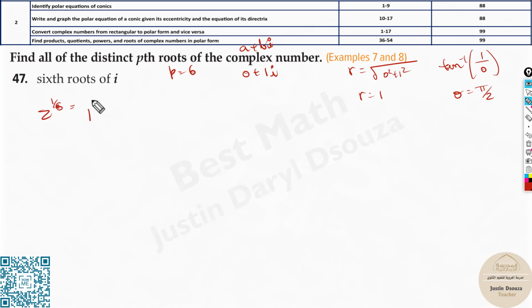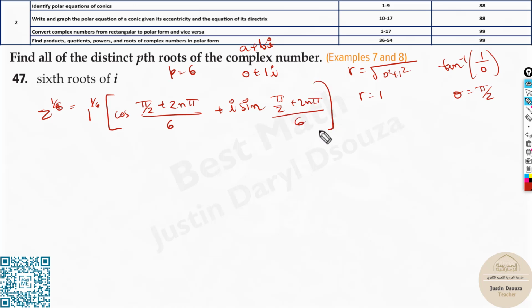R to the power 1 by 6, that is 1 to the power 1 by 6, multiplied by cosine. What is theta? It's pi by 2 plus 2 times n pi. P is given as 6. So, sorry, 2 times n pi over here divided by 6, plus i sine the same thing, pi by 2 plus 2n pi divided by 6. Now we can simplify these.